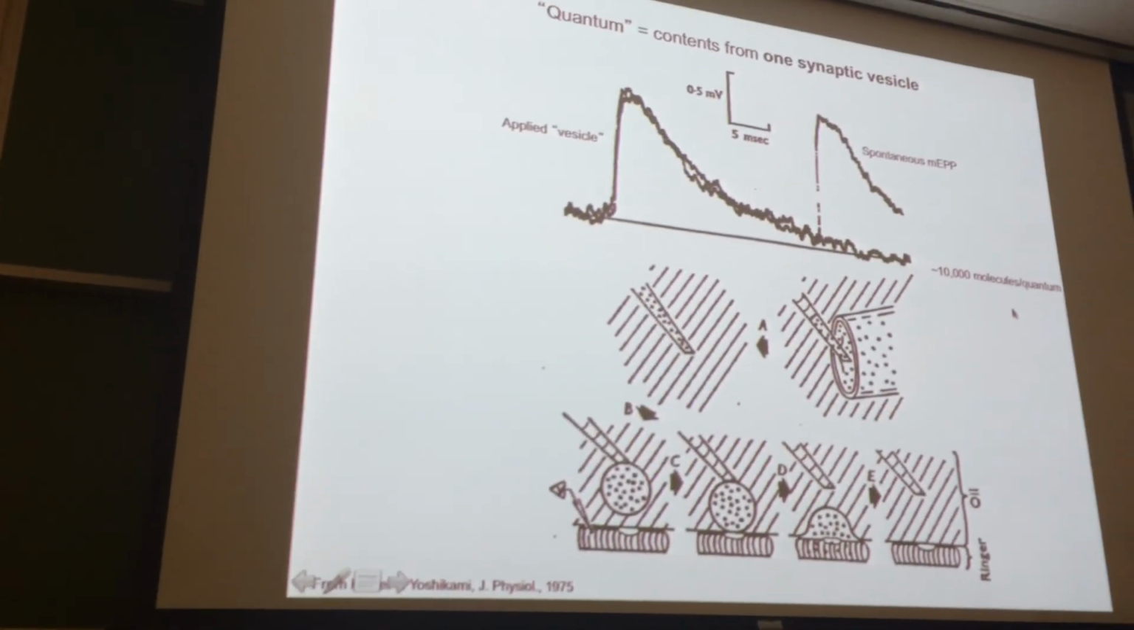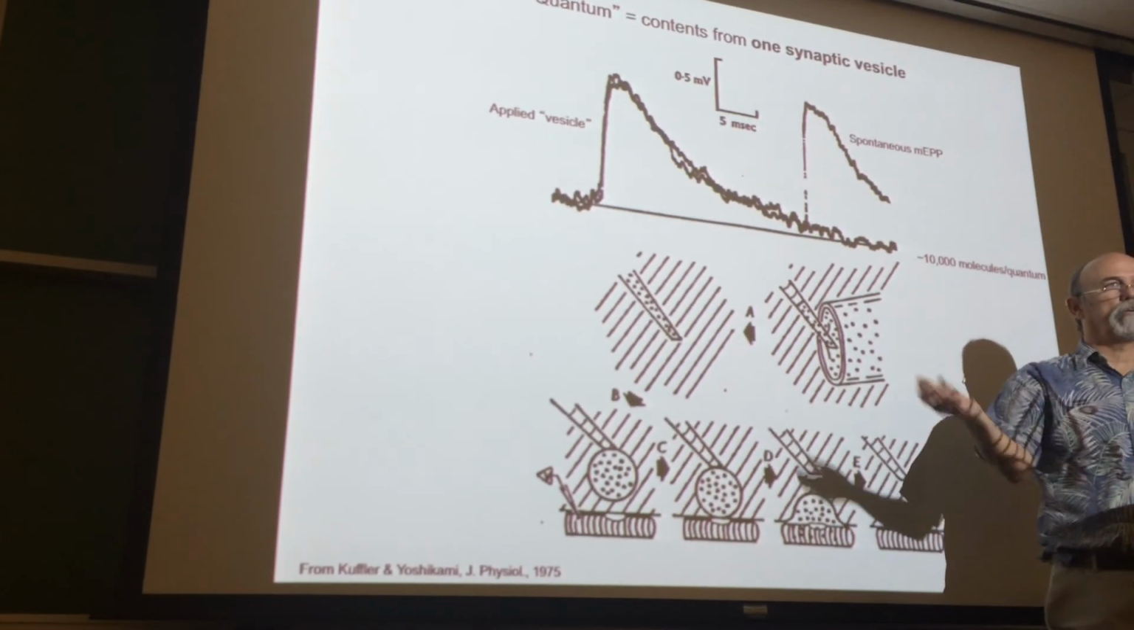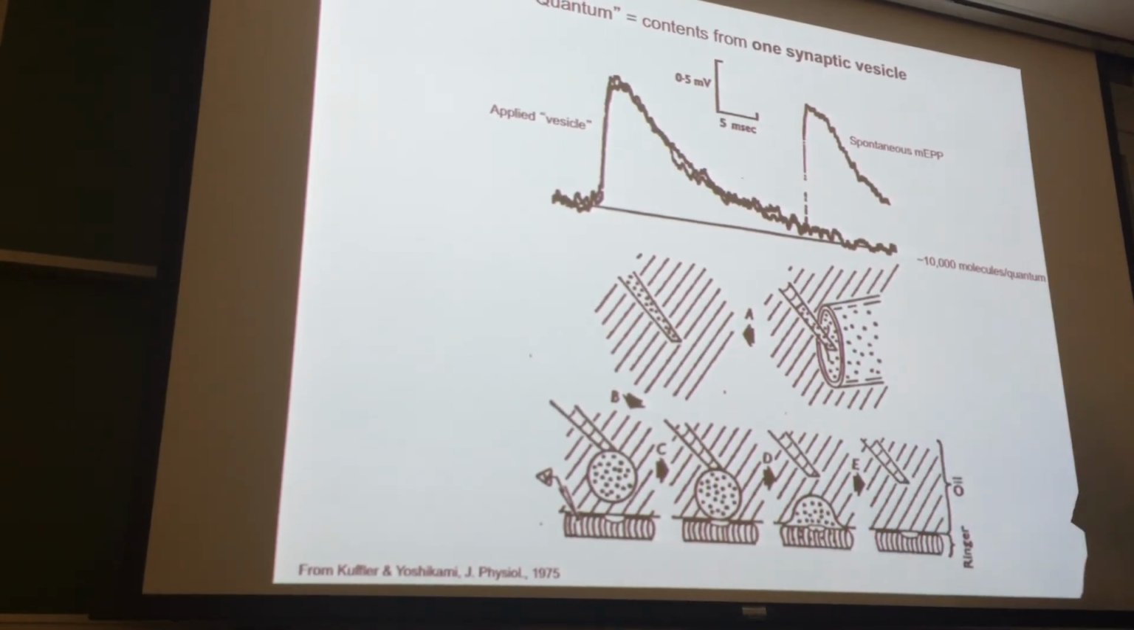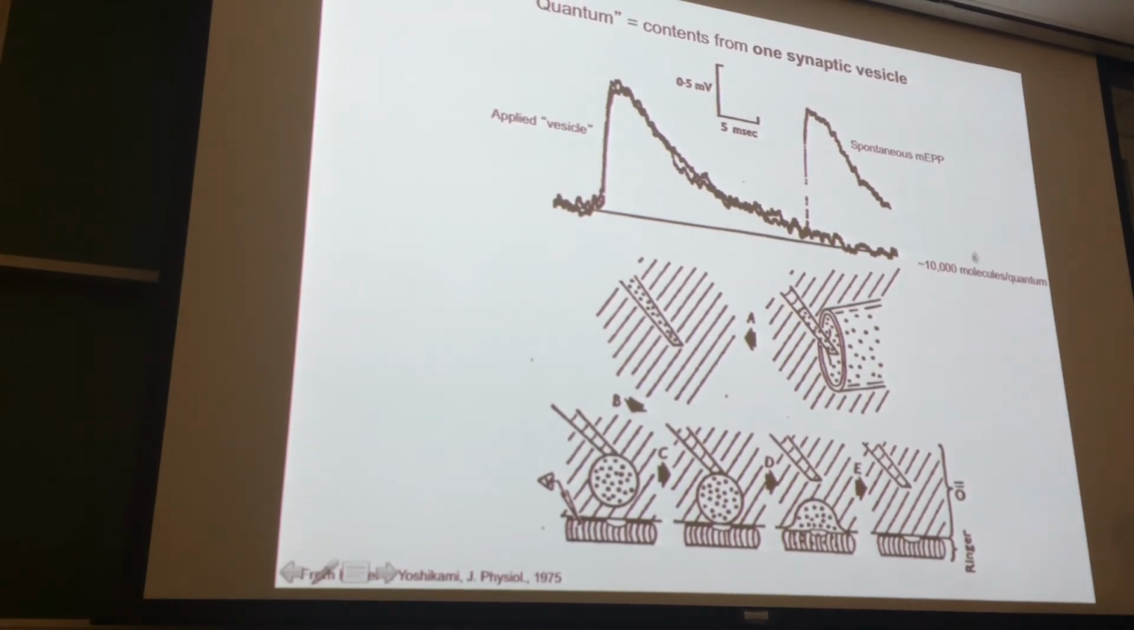And they could go back and calculate exactly how many molecules were in the vesicle. I don't know if that's a number that means anything. It's not like Planck's constant, right? But the long and short of it was that it didn't take that many molecules to get a potential change, about 10,000 molecules. That's not a lot, okay?